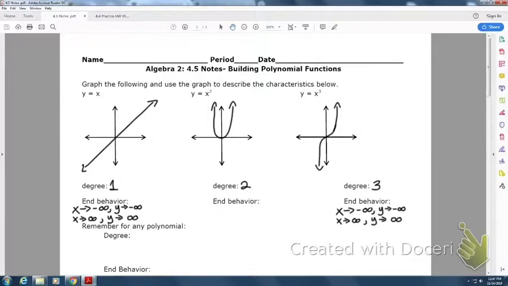Okay? Let's go ahead and do quadratic real quick, and I'll give you some time to get all of it written down. On quadratic, as x approaches negative infinity, what does y approach? Positive infinity. As x approaches positive infinity, what does y approach? Positive infinity. It is up, up. So both of them are going up.